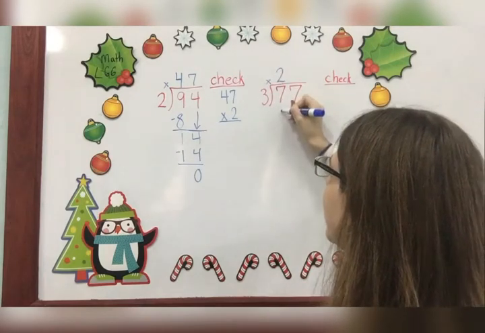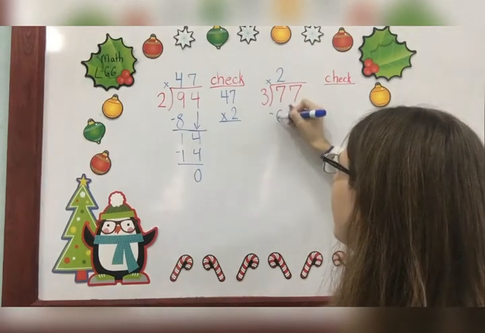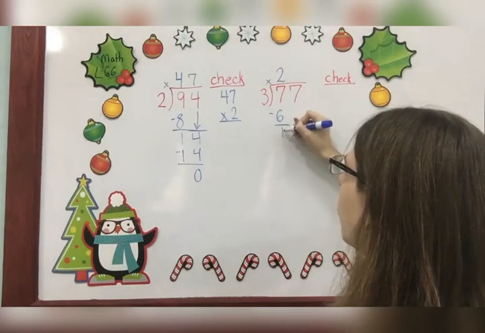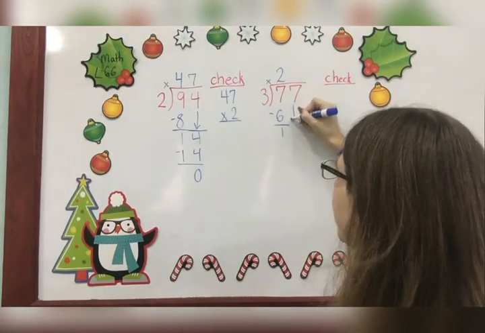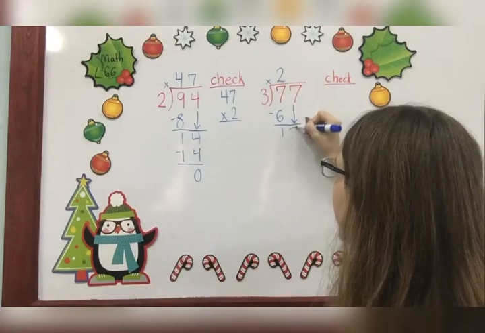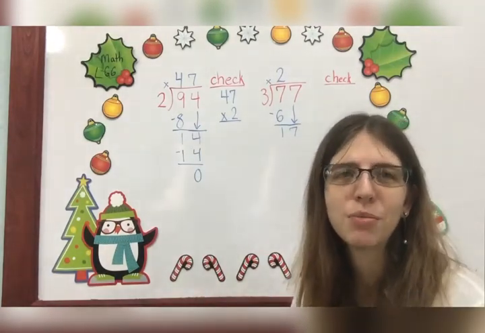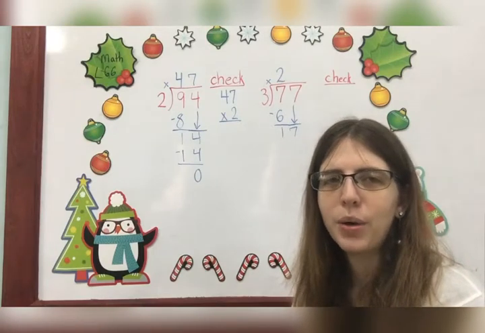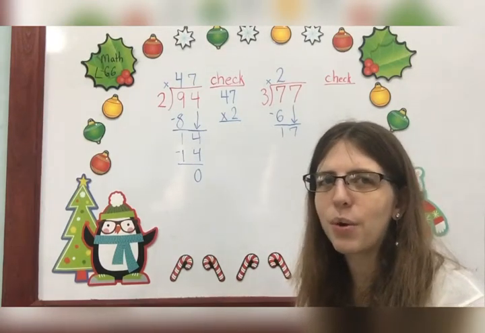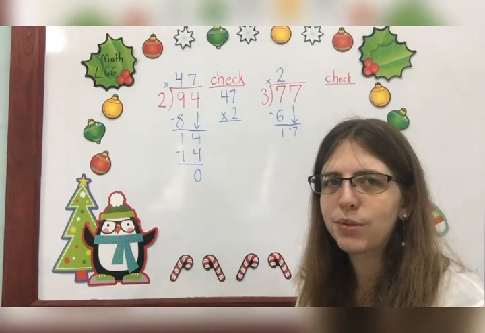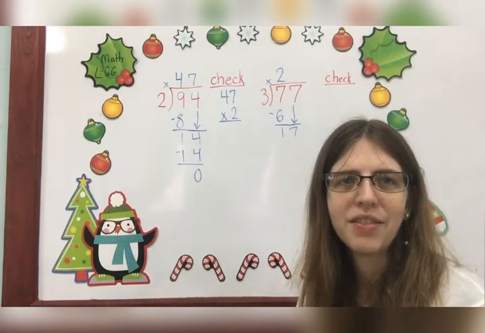2 times 3 is 6. 7 minus 6 is 1. 1 is less than 3, so I can bring down my 7. Now I have 17 divided by 3. Well, how many groups of 3 are in 17? Well, let's get as close as we can without going over. 4 times 3 is 12, so that's still less than 17.